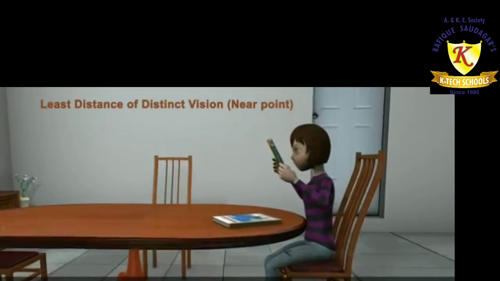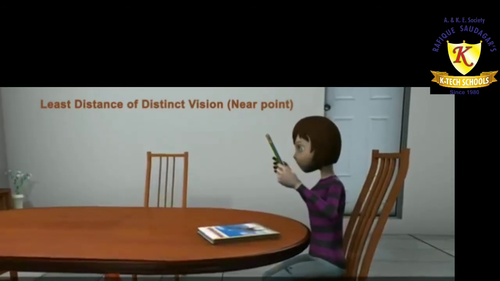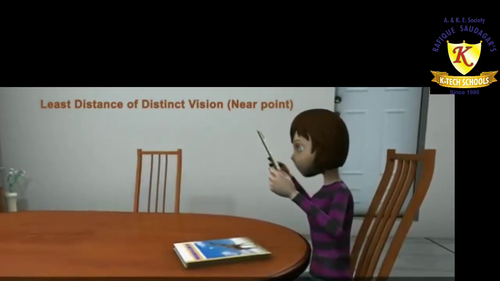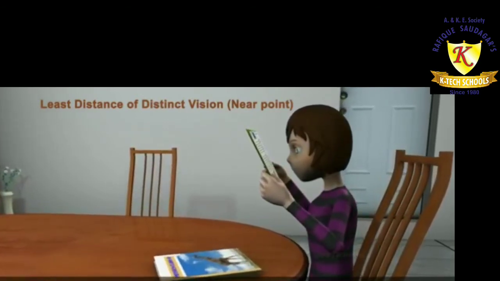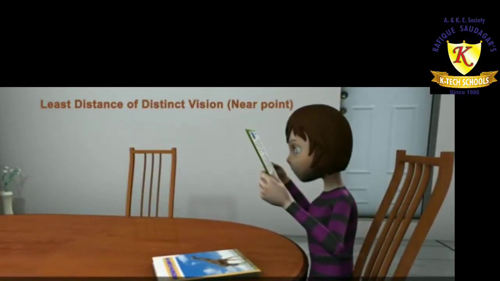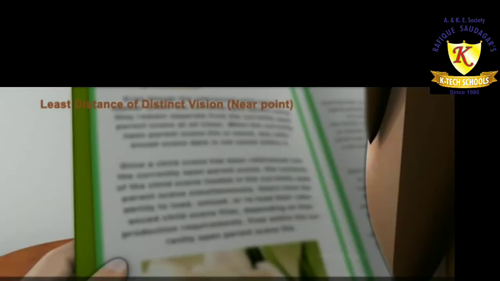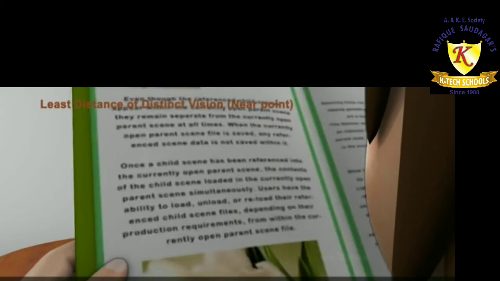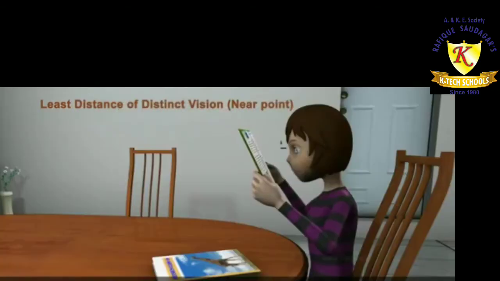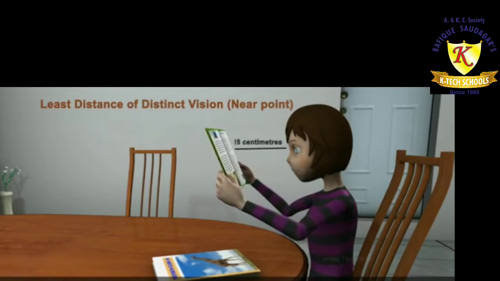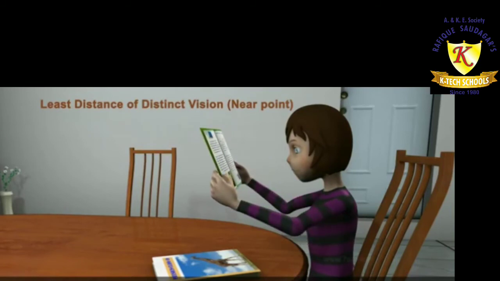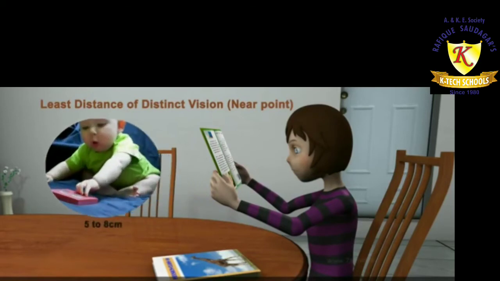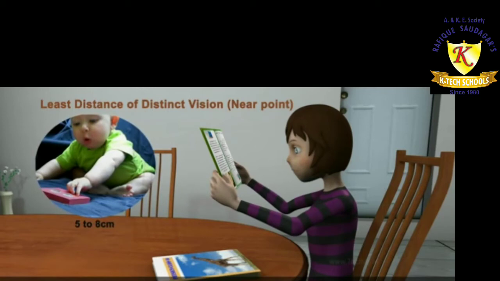Near point or least distance of distinct vision is the point nearest to the eye at which an object is visible distinctly. For a normal eye, the least distance of distinct vision is about 25 cm. However, it varies with the age of the person. For example, for infants, it is only 5 to 8 cm.